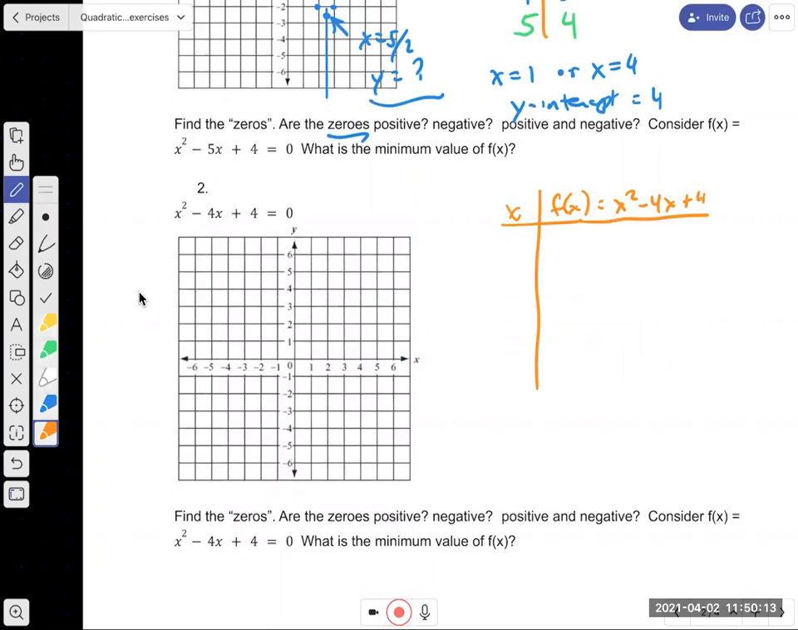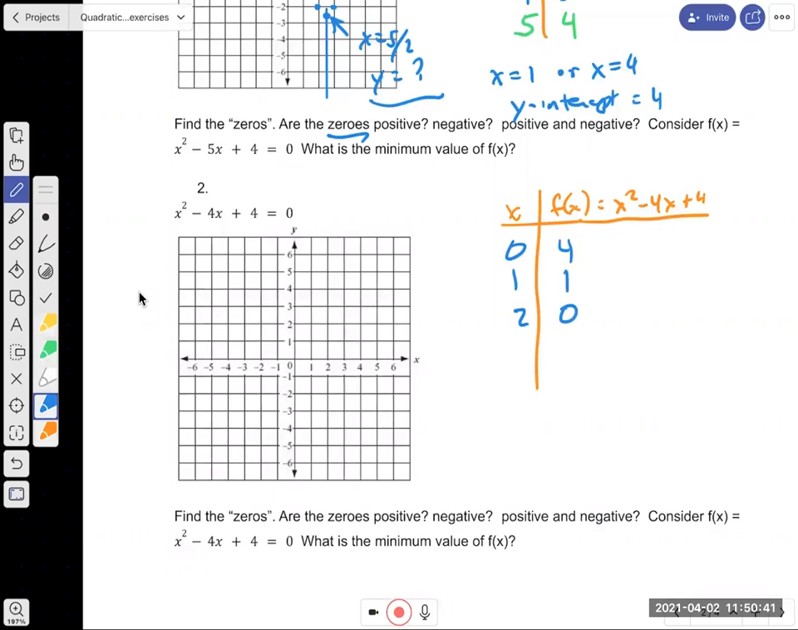As always, we'll start with our trusty 0, and when we put a 0 in, we get a 4 out. Okay, when we put a 1 in, we get 1 minus 4, so minus 3 plus 4 is 1. When we put 2 in, what do we get? We get 2 times 2 is 4. Minus 4 times 2 is minus 8. So 4 minus 8, minus 4 plus 4 is 0. So there we go. We got 0.